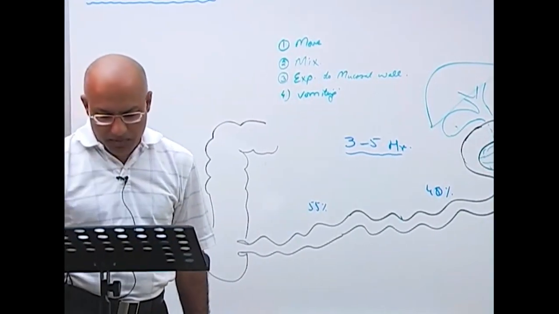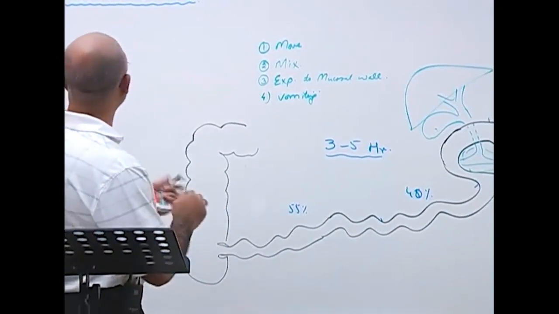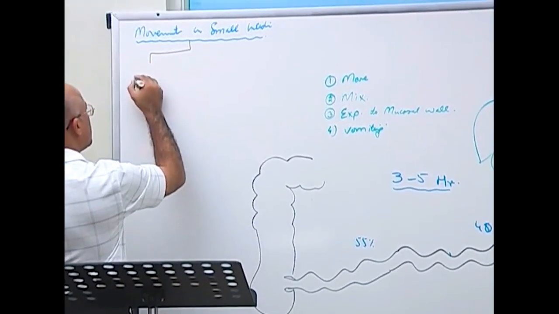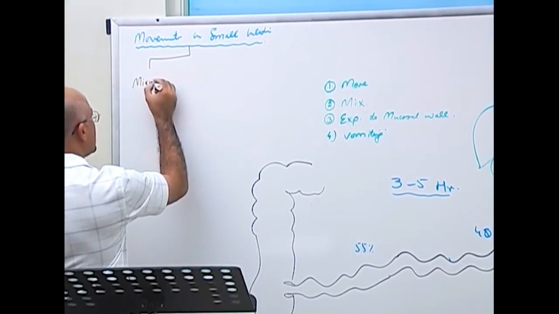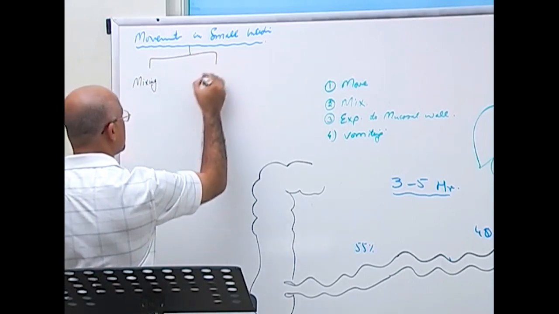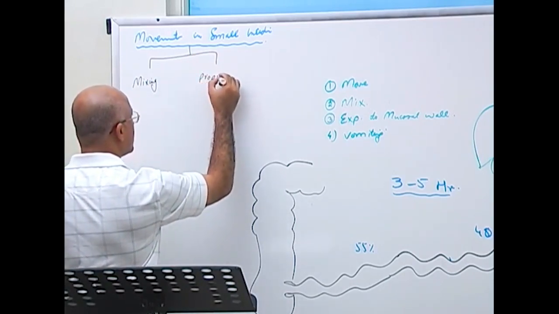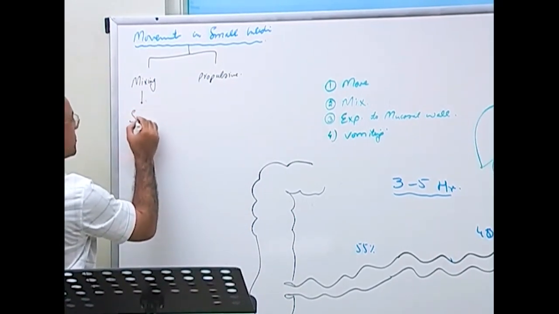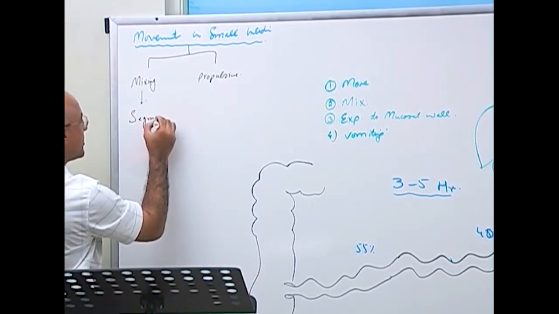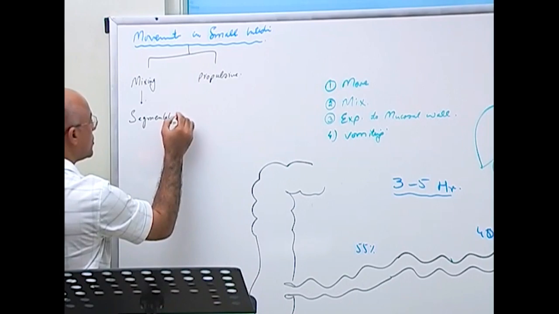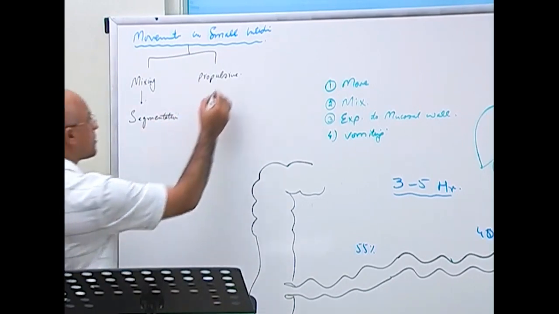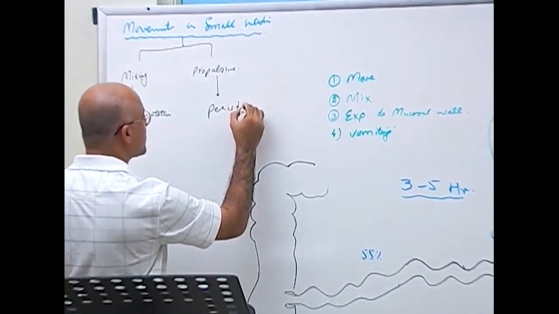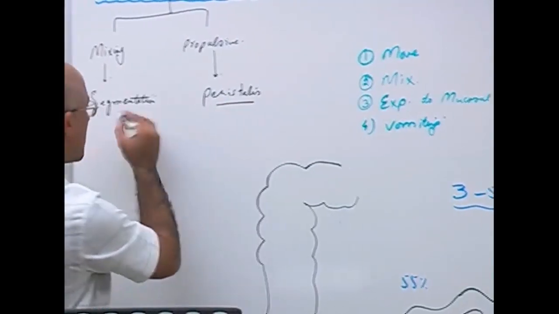Now we come to the point that small intestinal movement can be divided primarily into two: mixing movements and propulsive movements. Mixing movements are segmentation movements, and propulsive movements are peristalsis. We have already discussed these two in previous lectures.